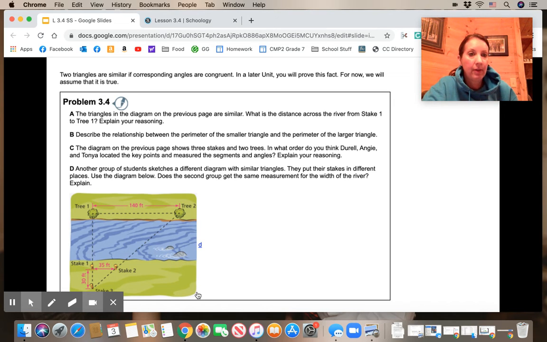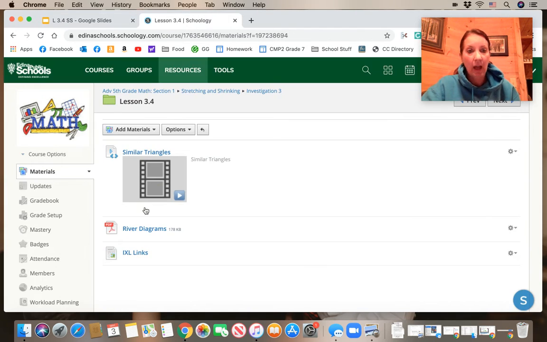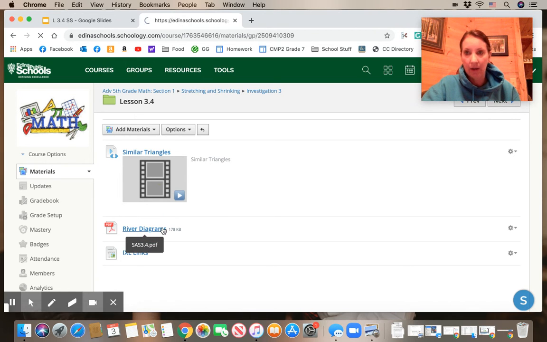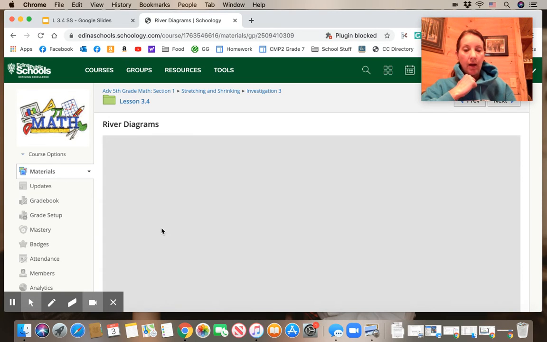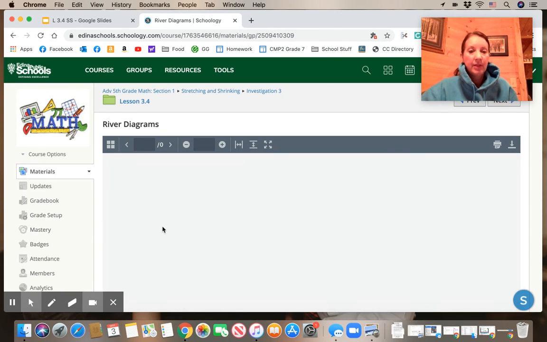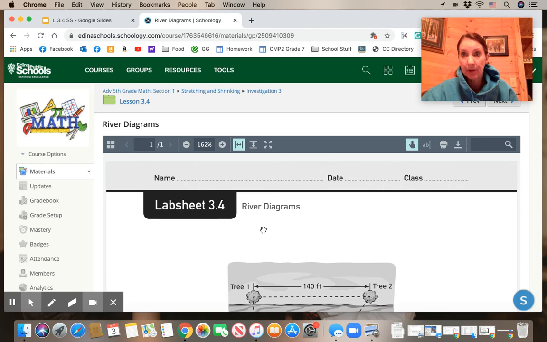Problem 3.4 then. The triangles in the diagram on the previous page are similar. What is the distance across the river from stake 1 to tree 1? Explain your reasoning. So for that one, you're going to have to use the diagram on the other page. I did post a river diagrams PDF here if you want to look more carefully at it. It's also in your book, assuming you have a book. Let's wait for it to load here so you can look at what we have. This way you could draw on it if you wanted. Please don't draw on the books.